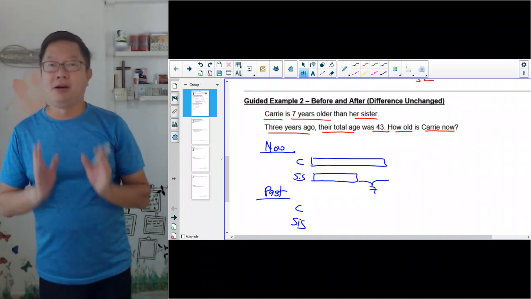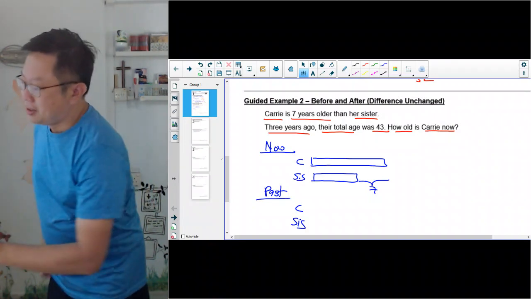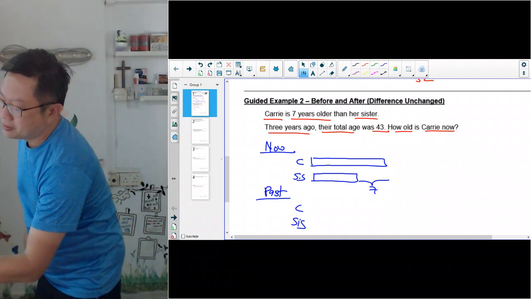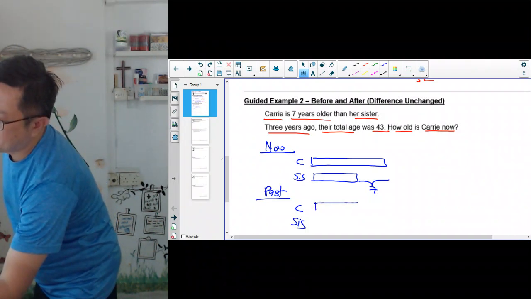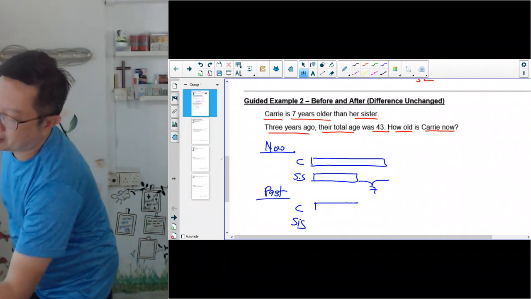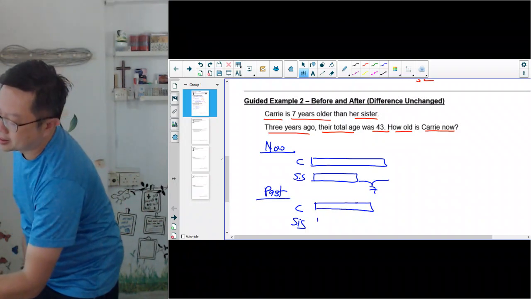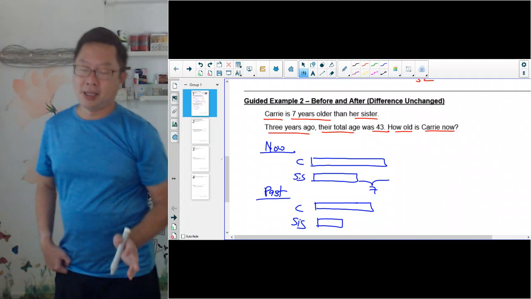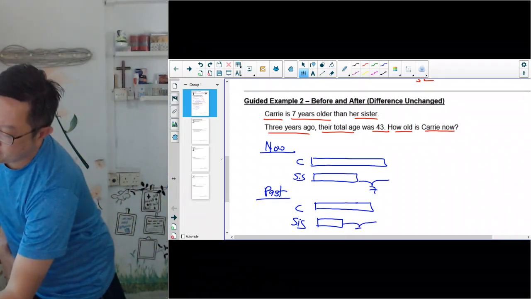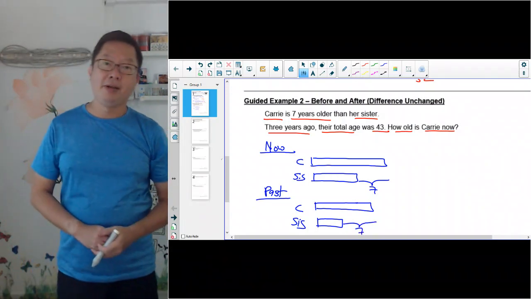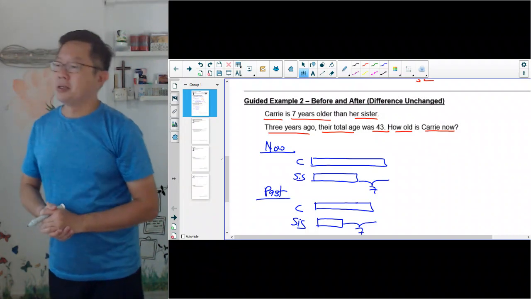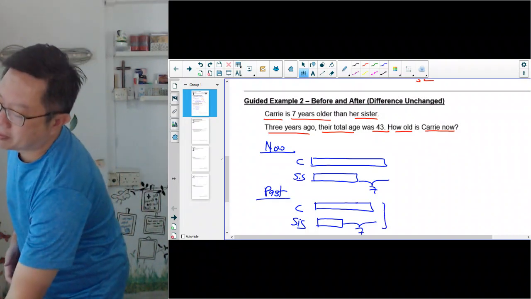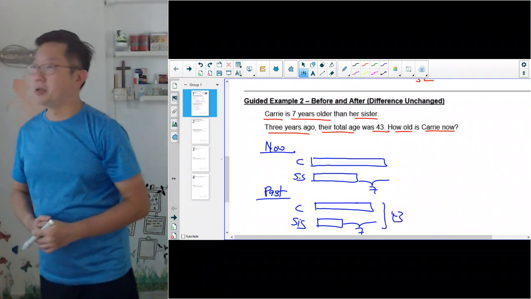So which means that their rectangles will become shorter. So let's draw their rectangle a little bit shorter. Okay, so something like that. Maybe shorter than before, and the sister is also shorter than before. But what is still the same? The difference. The difference is still the same. Okay, got it? Right. So 3 years ago, their total age was 43. So this is their total age 3 years ago in the past.